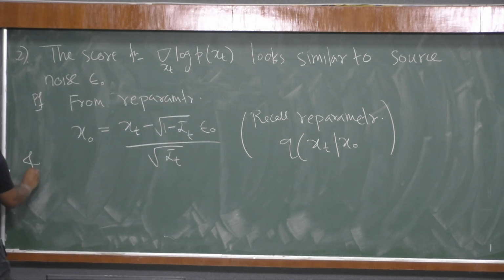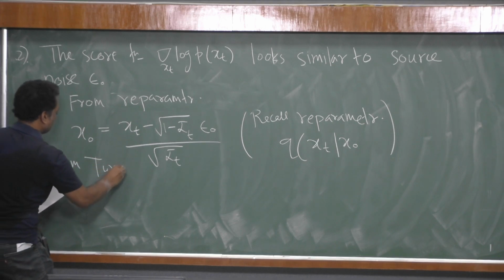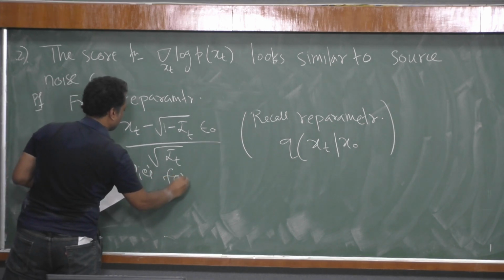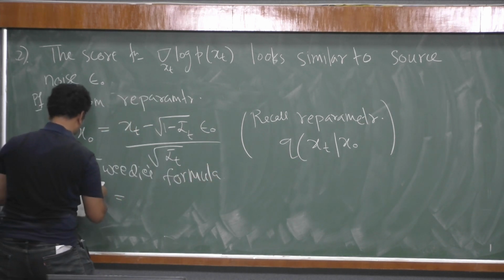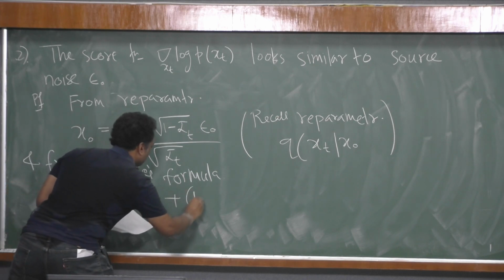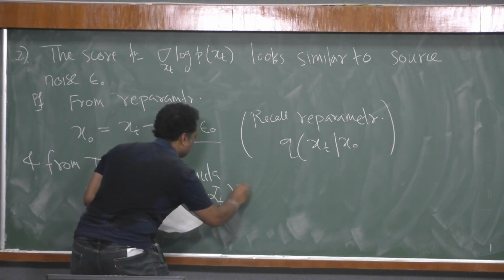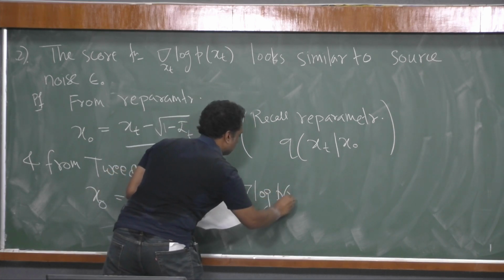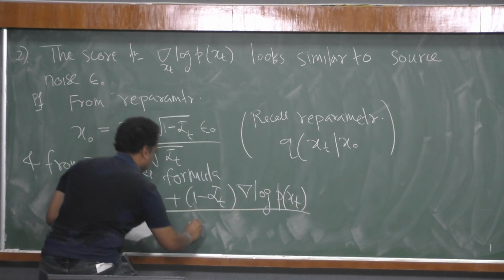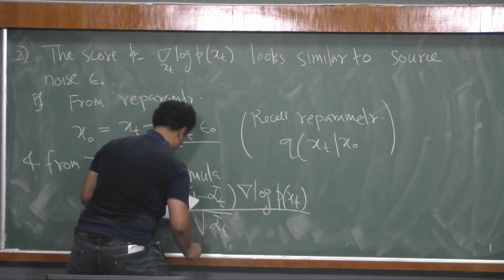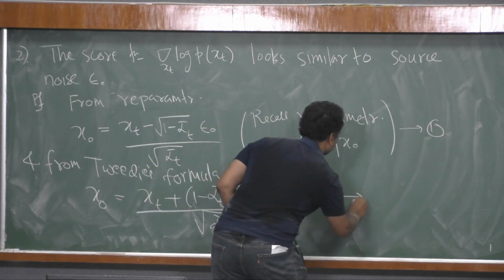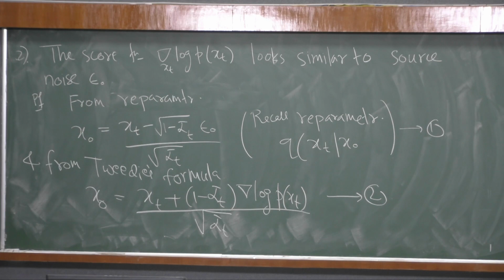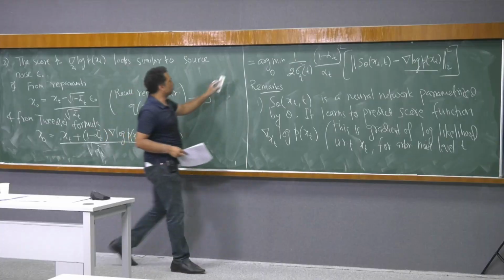So, from Tweedie's formula we had another variant of x naught, which was (xt plus 1 minus alpha bar t grad log of p(xt)) divided by square root of alpha bar t. So we have two equations, this is our 1 and this is our 2. From 1 and 2 we can equate them and see what is the interpretation of p(xt) in terms of epsilon naught.